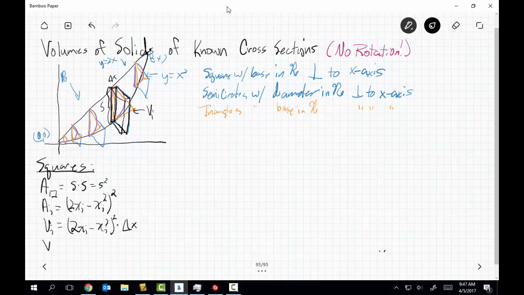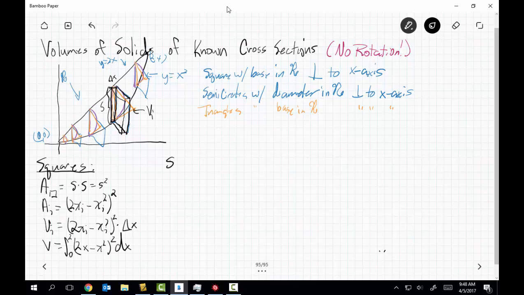If I want the volume of the entire thing, then I simply do what? I add up an infinite number of infinitely thin slices. Oh, that's right. There's this magical thing called an integral. So I take the integral from where to where? Hopefully you see 0 to 2, because that's a delta x. And this is 2x minus x squared dx. And I'm done. Wow, that was hard.